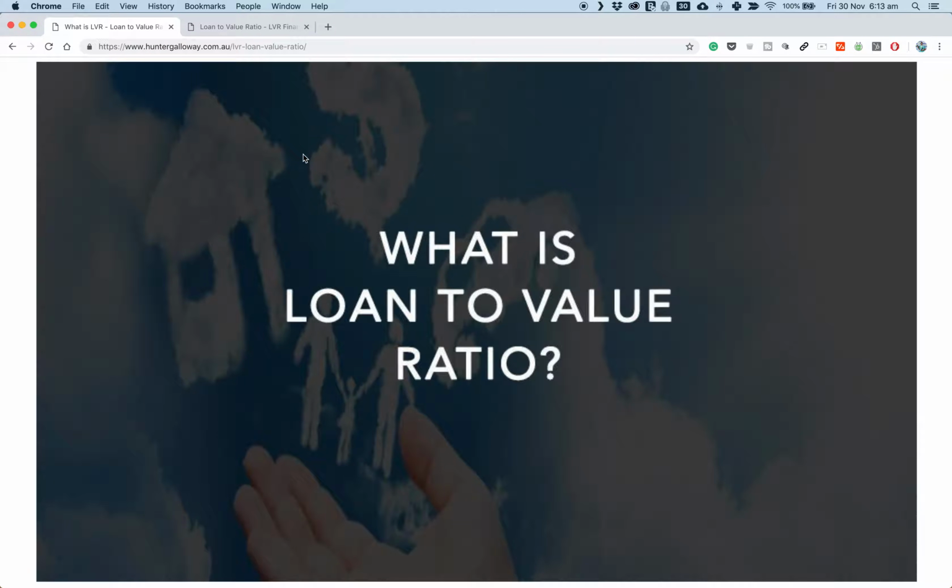What is loan to value ratio? The term LVR is an acronym for loan to value ratio, and it's sometimes even referred to as LTV. They use that a lot in America. I don't know why. Anyway, in Australia, we talk about it as LVR.